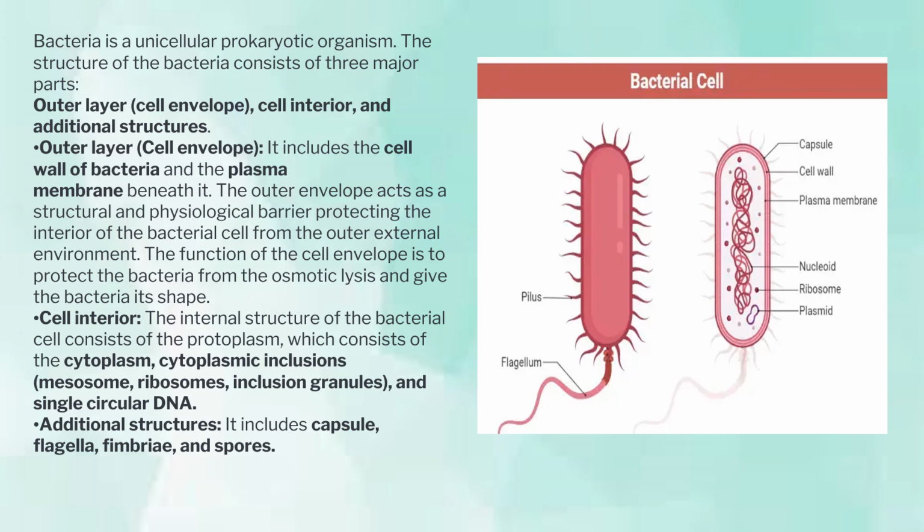What are the cell interiors? The internal structure of the bacterial cell consists of the protoplasm, which consists of cytoplasm, cytoplasmic inclusions, mesosomes, ribosomes, inclusion granules, and single circular DNA. Additionally, they have capsules, flagella, fimbria, and spores. So let's go into the depth of the structure.